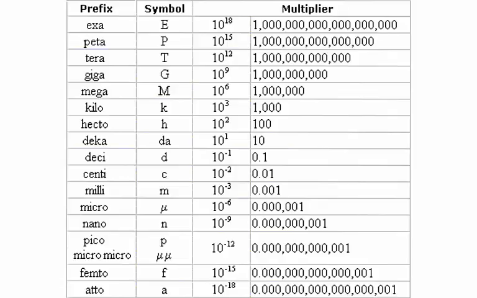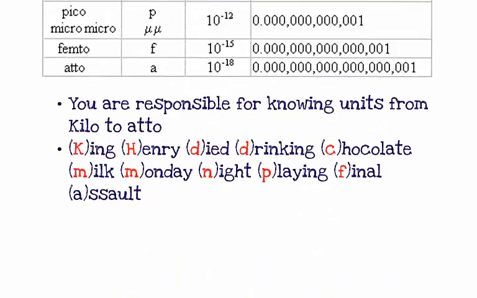Also, milliliter is a very frequently used unit of measure. In this course, I want you to be familiar with these prefixes, and you are responsible for knowing the units from kilo to atto. A little mnemonic that can help you to remember these is: King Henry died drinking chocolate milk Monday night playing Final Assault, which for those of you that are maybe less into video games is a video game. You may not know that, but it's a little acronym to help you remember those prefixes.